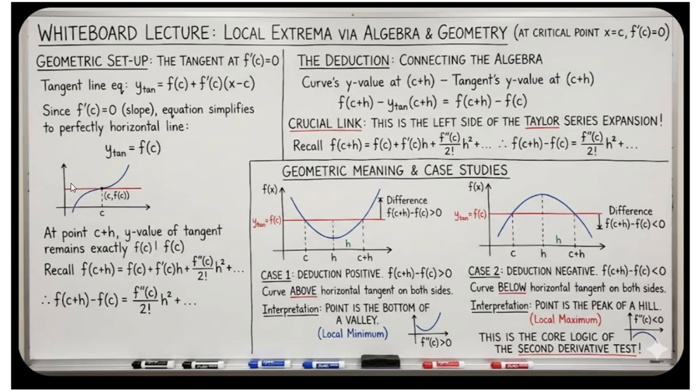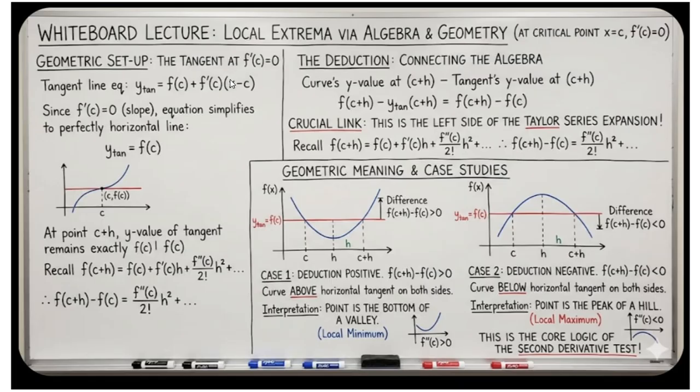This is called a critical point, (c, f(c)), because at that point f'(c) is equal to 0. With that given point, I need to find the equation of the tangent. The equation is y minus y1, where y1 is f(c), equal to m times (x minus x1). Here m is nothing but f'(c), which is equal to 0.